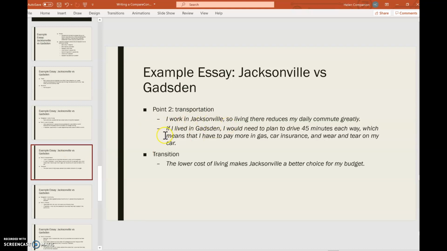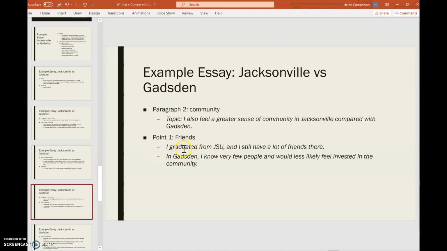So my second point is transportation. I work in Jacksonville, so living there reduces my daily commute greatly. If I lived in Gadsden, I would need to plan to drive 45 minutes each way, which means that I would have to pay more for gas, car insurance, and wear and tear on my car. And then the transition is: the lower cost of living makes Jacksonville a better choice for my budget.